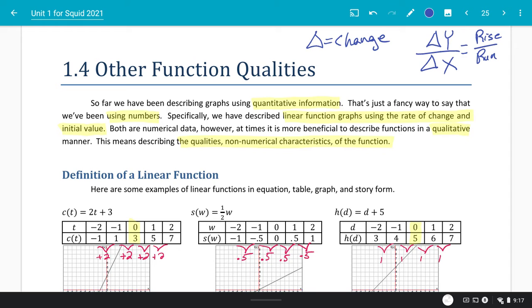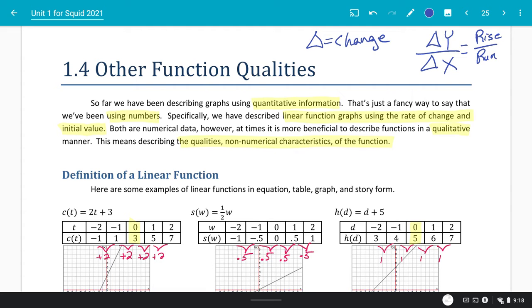And what's the initial value? The y-intercept. The initial value is the y-intercept. What else is it? You've got four things written in your notes somewhere about what the initial value is. When the input is 0. When the input is 0. There we go. Now we're getting somewhere.